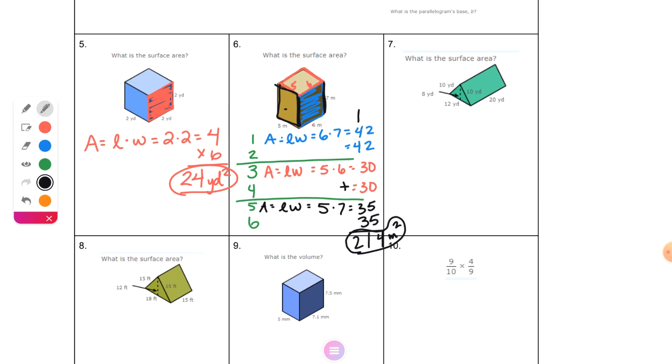Okay, next one. Triangular prisms are a little bit trickier. Why? Sophia, why do you think triangular prisms are a little bit trickier?